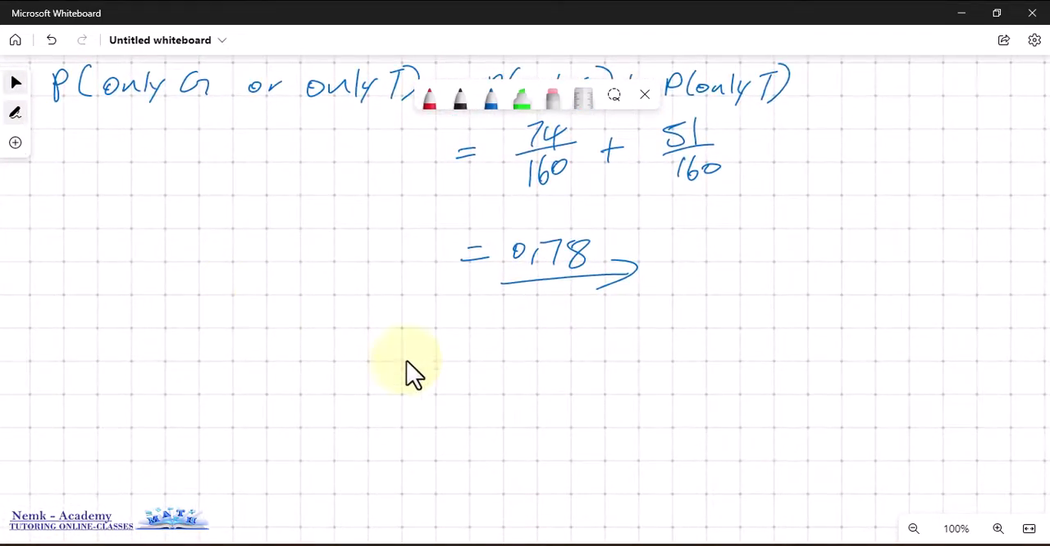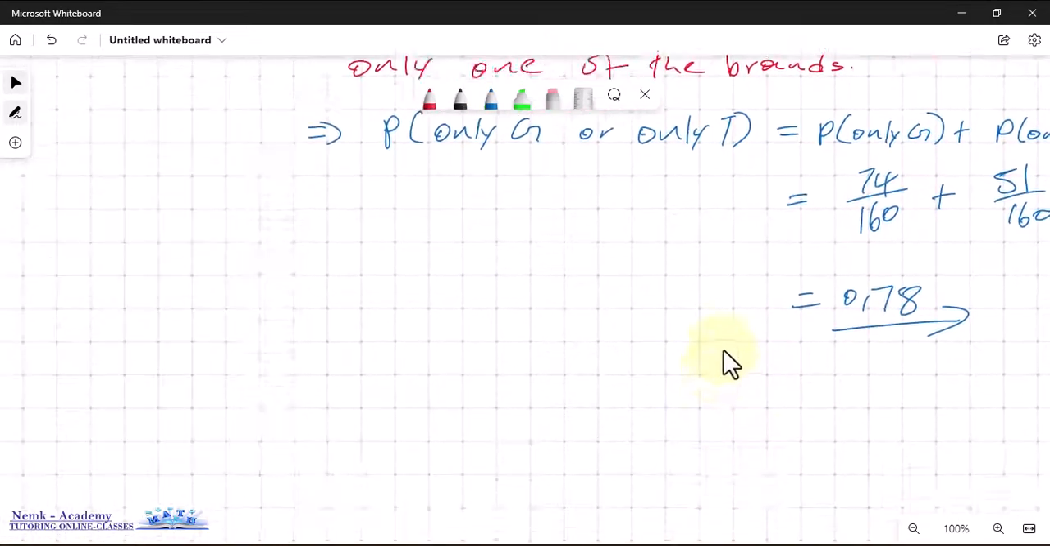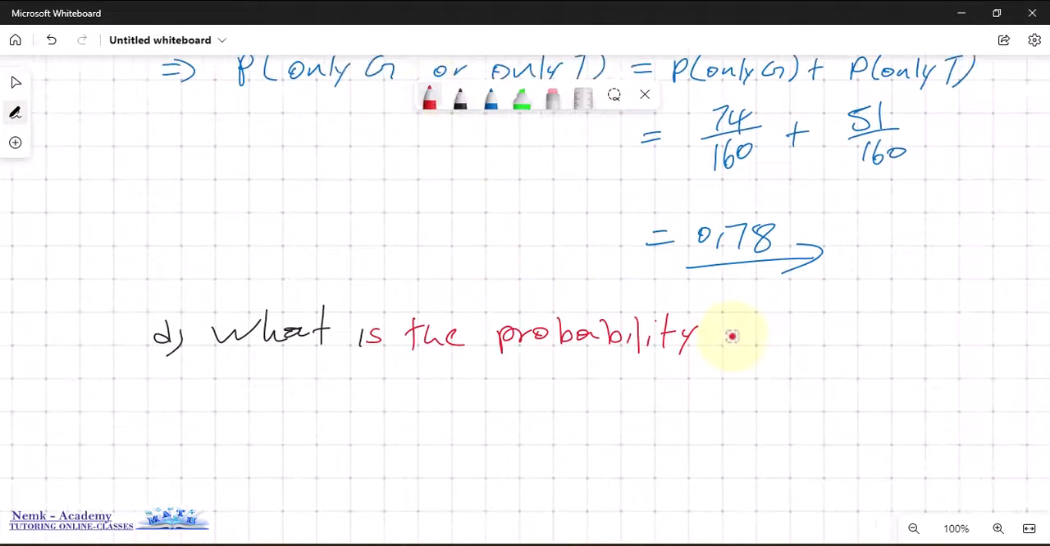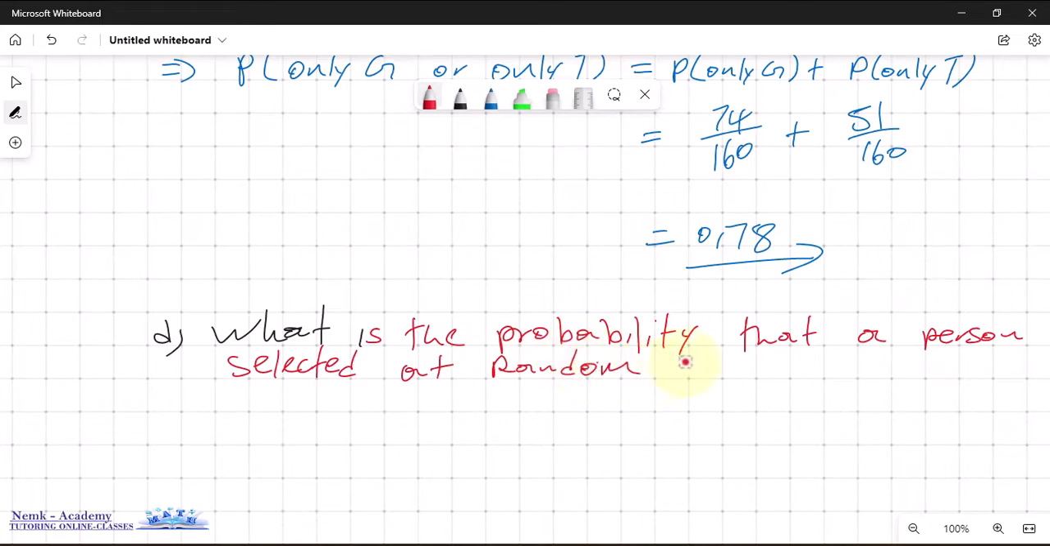So you need to compare the two questions. Let's look at number D. They look very similar, but they're not the same. Let's look at number D. What is the probability that a person selected at random owns one of the brands?